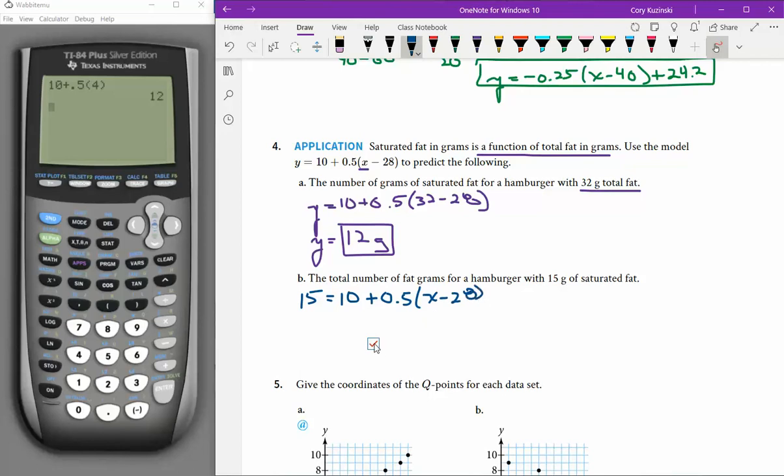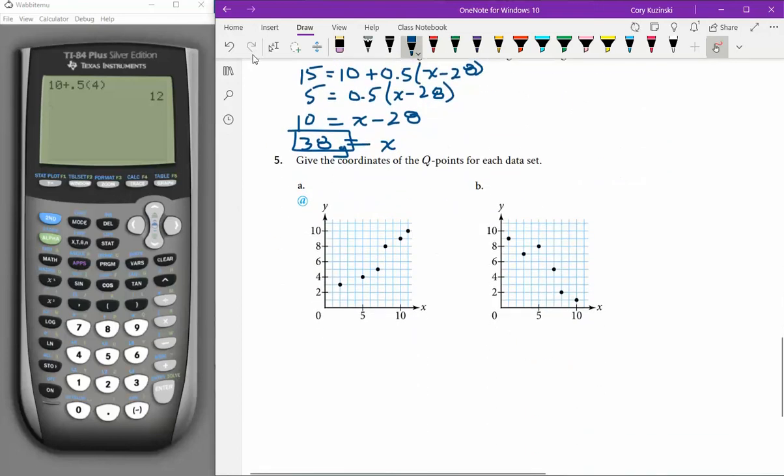All right. Not sure what that check mark's doing there. Let's get rid of that. All right, so how do we solve this equation? Let's subtract 10 from both sides to start. Divide both sides by 1/2 or multiply both sides by 2. And then add 28 to both sides. So it's going to be 38 grams. 38 grams of total fat.